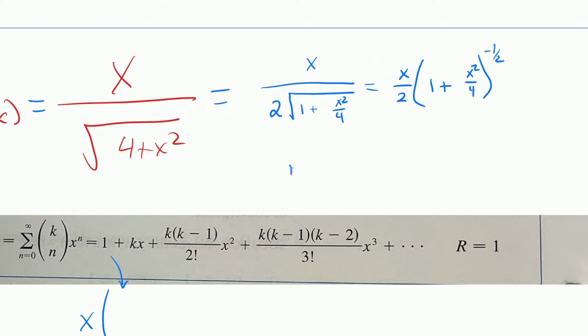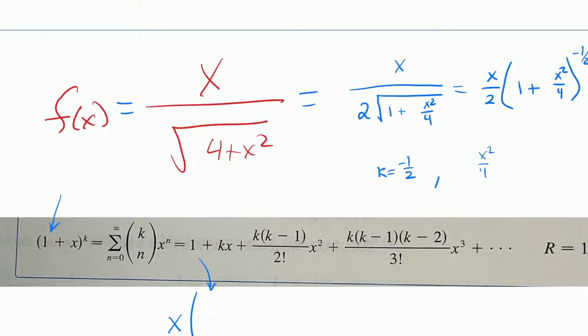So k here is negative 1/2, and instead of x, I'm going to have x squared over 4. Notice the difference between what's over here, which you can hardly see because the contrast is bad, and that is that the k is different and x is replaced by x squared over 4. I'm not going to write x equals x squared over 4 because that seems silly, but that is going to take the place of x right here. So let's go ahead and write this out.